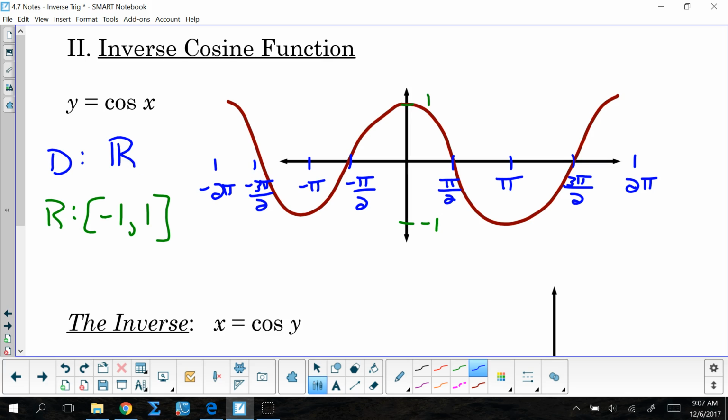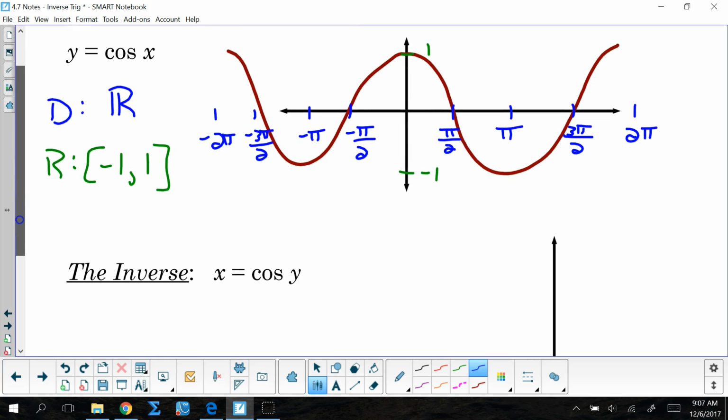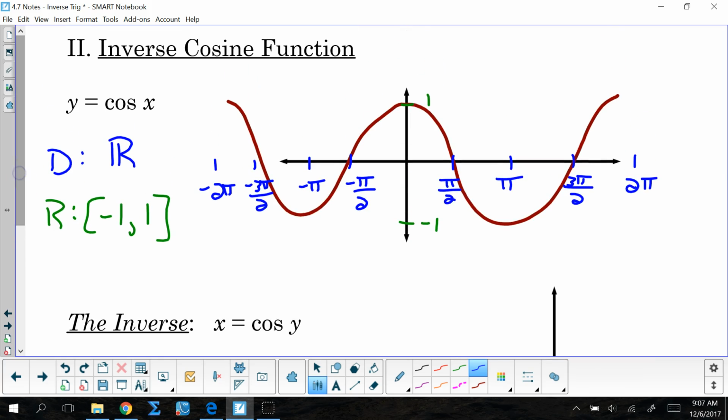Okay? Now, let's find the inverse of cosine. So what's the first thing that we have to do when we find an inverse? Switch the x and the y.